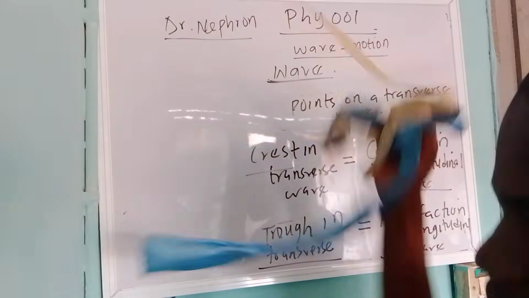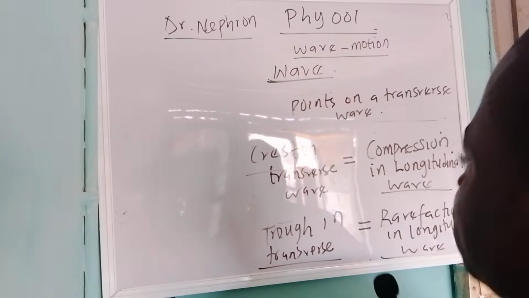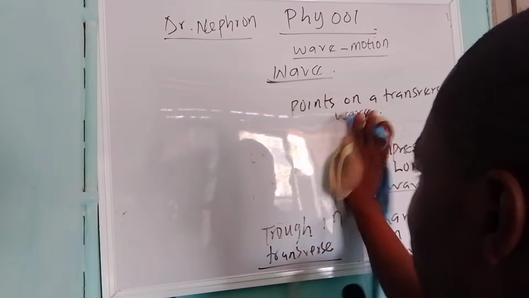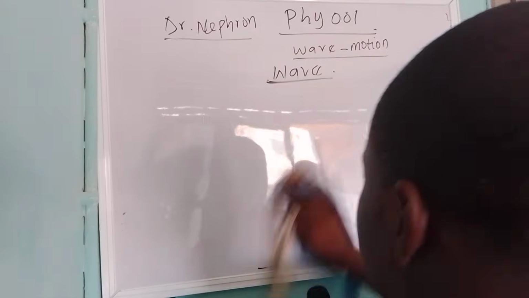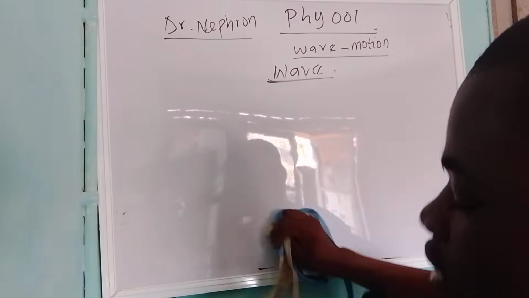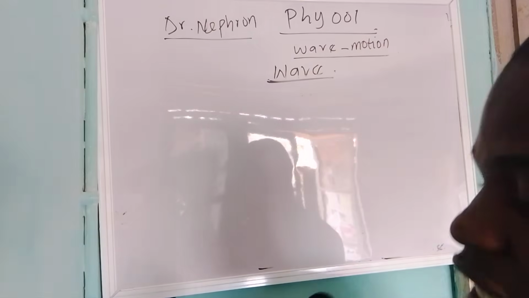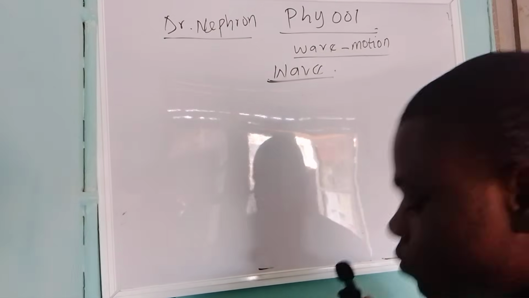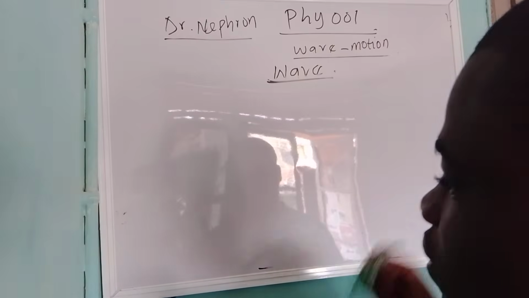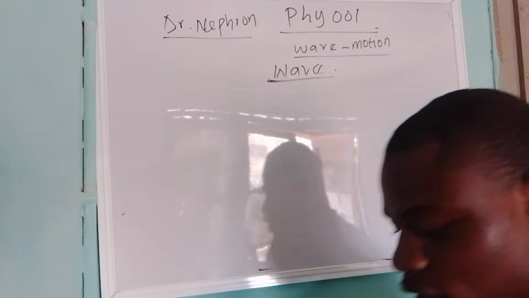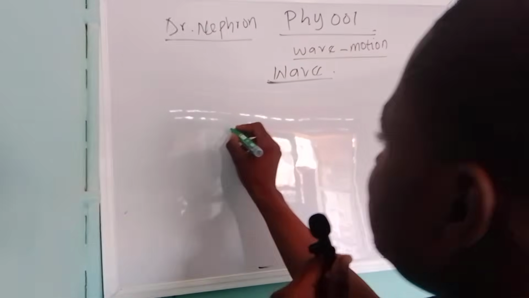Now the next thing is to draw the diagram. Let me give you a diagram of a transverse wave. Now this is it.